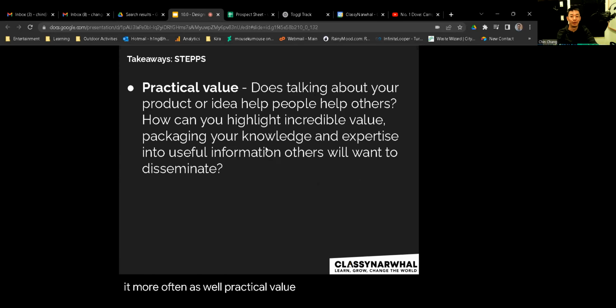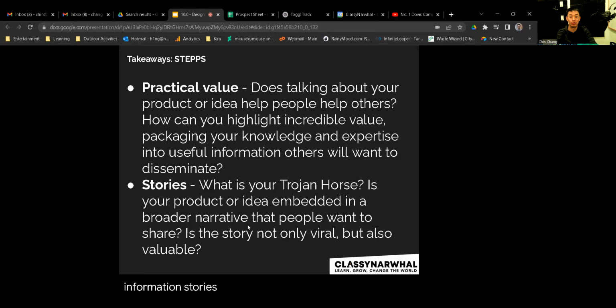Practical value. How does it help people help others? How can you highlight incredible value, package your knowledge and expertise into useful information? Stories, what is your Trojan horse? Your product or idea is embedded in a broader narrative that people want to share.